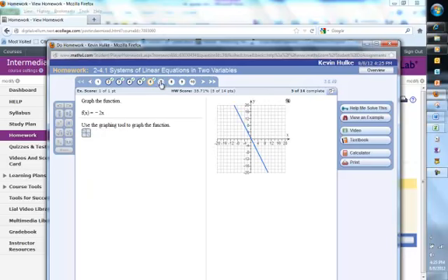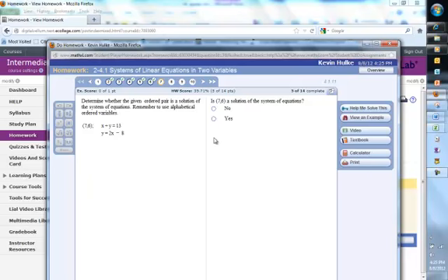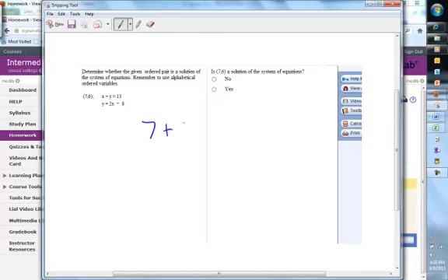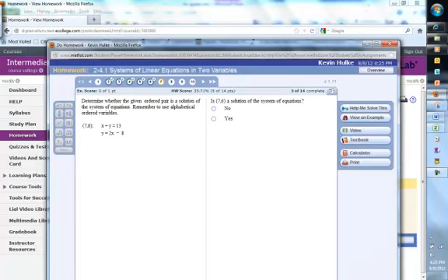All right. Next one. Determine whether the given ordered pair is a solution to the system of equations. Okay. So we're going to substitute in 7 plus 6. Does that equal 13? Yes. Does 6 equal 2 times 7 minus 8? Yes. And so it is a solution for the system of equations.